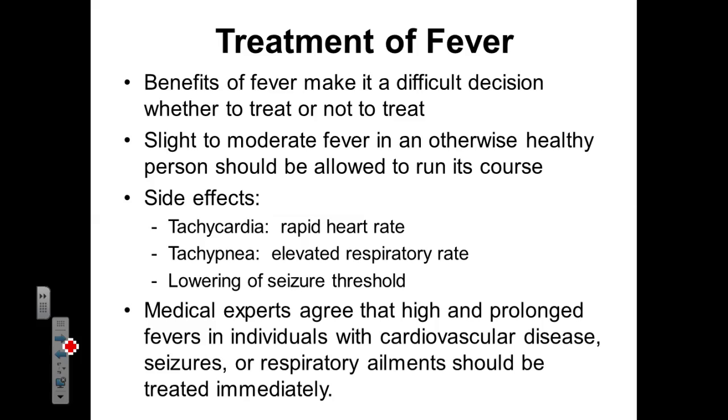Some side effects of moderate fever include an increased heart rate or an increased rate of breathing. So there could be tachycardia or tachypnea. Those are the technical terms. We'll also have a lowering of the seizure threshold. It's easier to induce a seizure in someone if they have an increase in their body's temperature. Higher prolonged fevers, though, are bad for us and should be treated immediately.